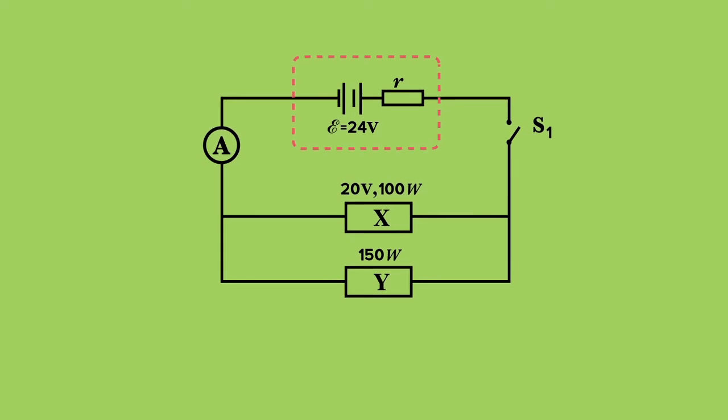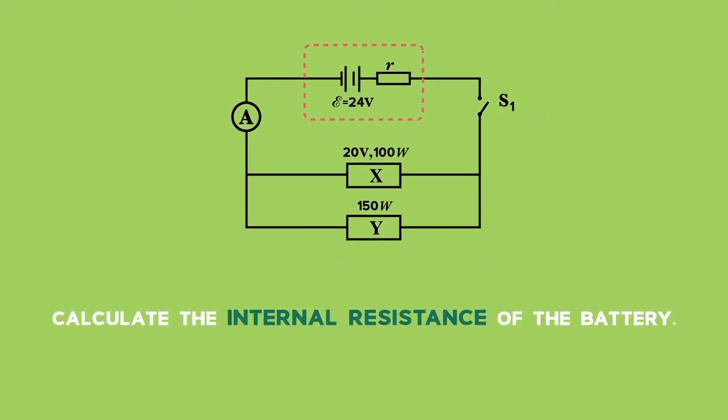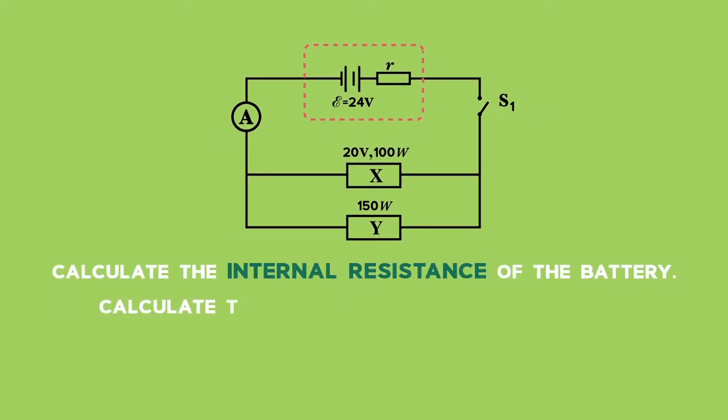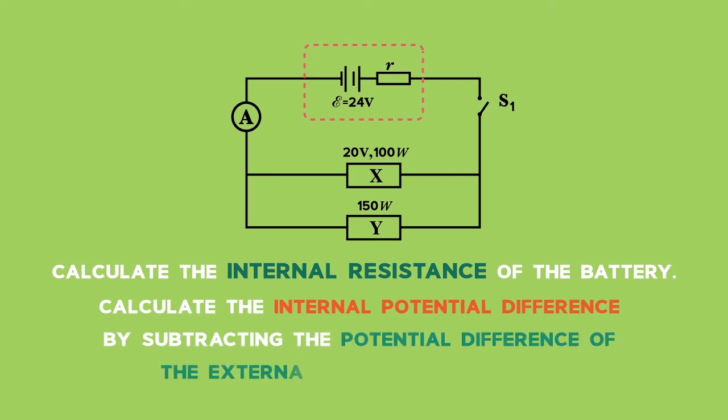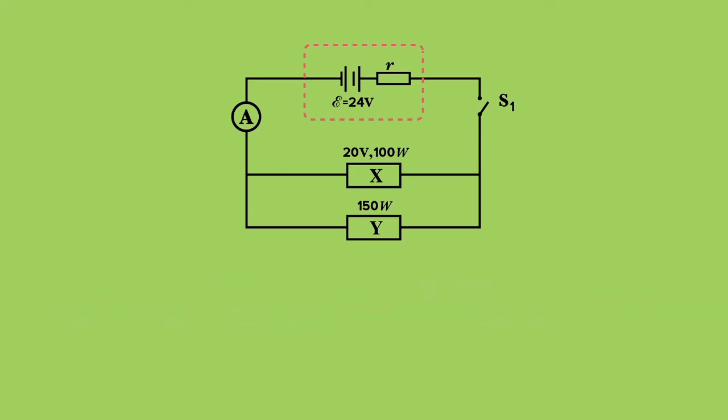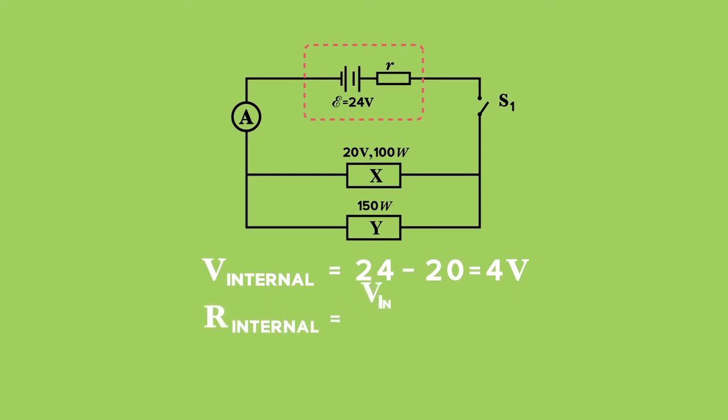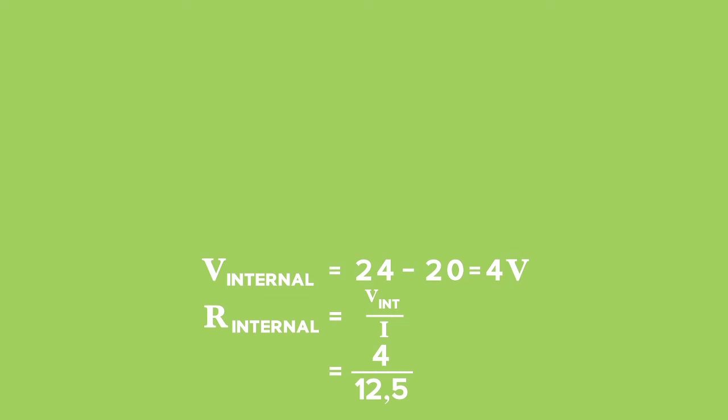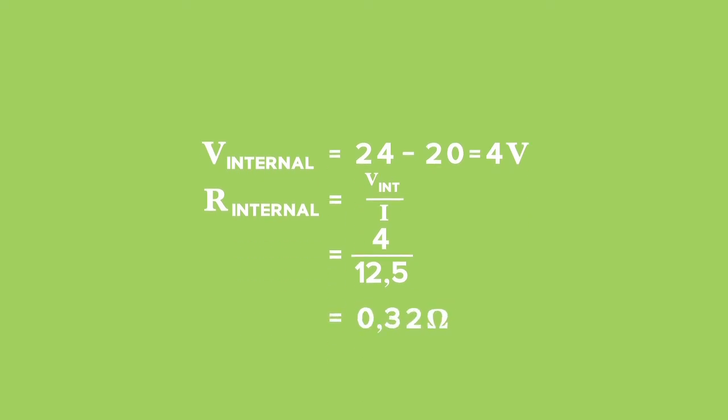The next question asks us to calculate the internal resistance of the battery. Here we can calculate the internal potential difference by subtracting the potential difference of the external circuit from the EMF. Thus, 24 minus 20 gives us 4 volts. Now we can calculate the internal resistance by dividing the internal potential difference by the current. Thus, 4 divided by 12,5 is equal to 0,32 ohms.